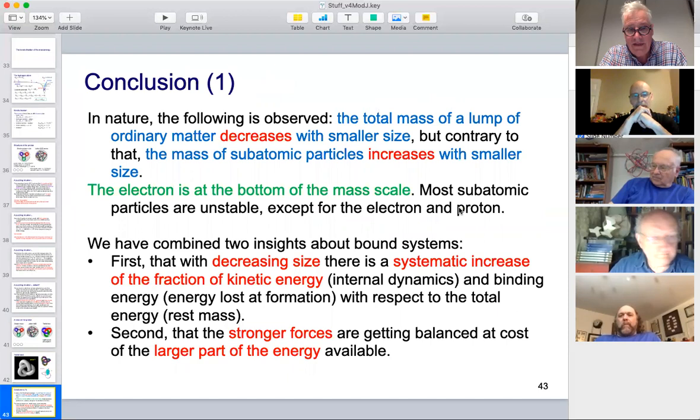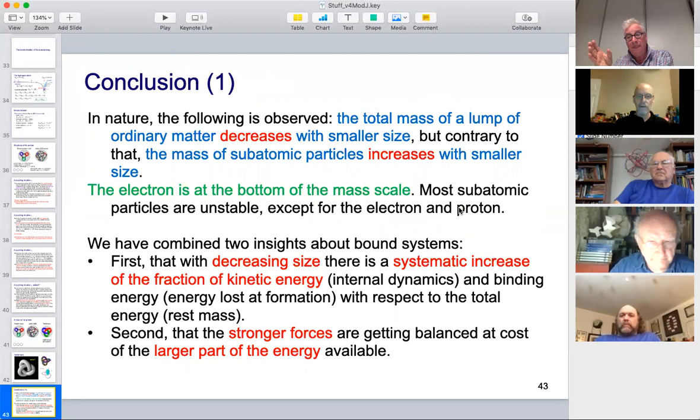So let's conclude. So what do we observe? We observe a total mass of a lump of ordinary matter decreases with smaller size, but contrary to that, the mass of subatomic particles increases with smaller size. The electron is at the bottom of the mass scale. Most subatomic particles are unstable. The only ones that are stable are the electron and the proton, and maybe the photon.